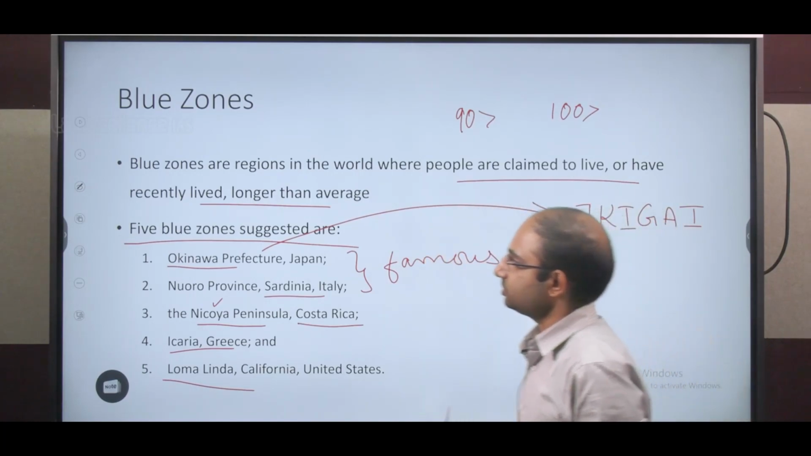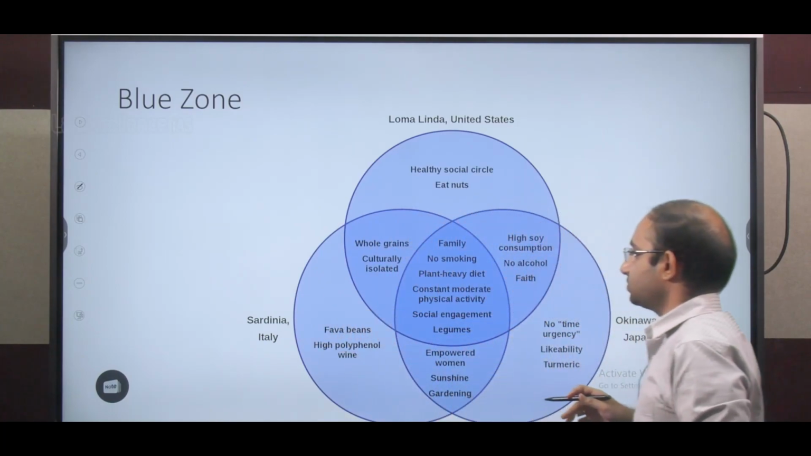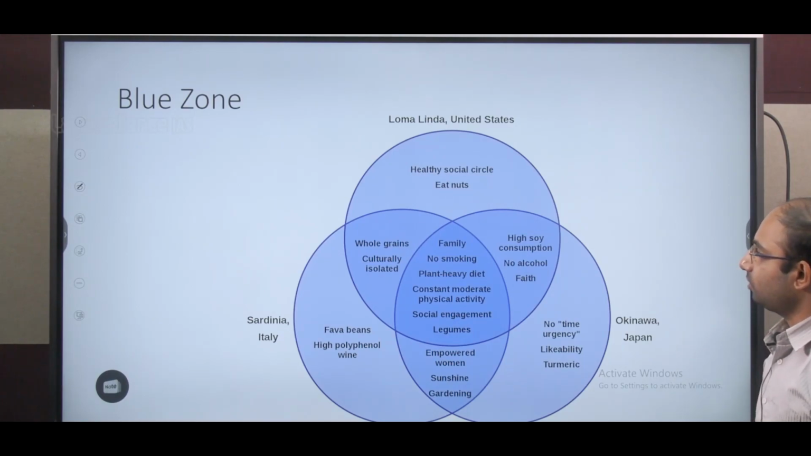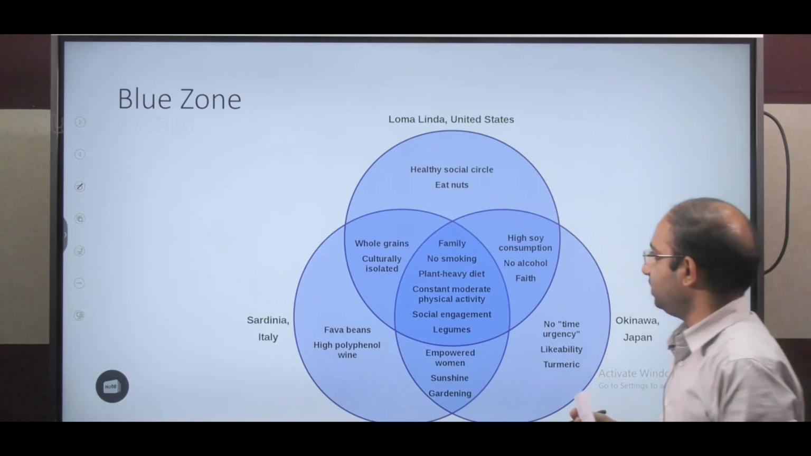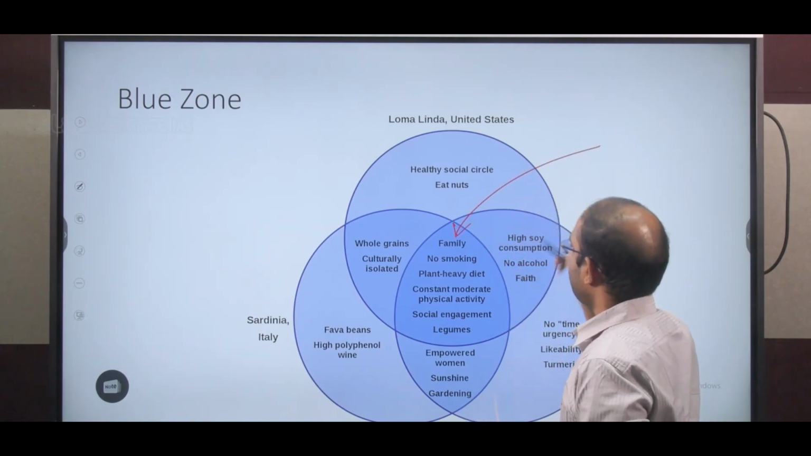So define them, list out the blue zones, and then what are the supposed factors? What are the factors that play a very important role? What are the factors common to all of these which promote a very healthy lifestyle? So if you look at this here, you see some common factors.